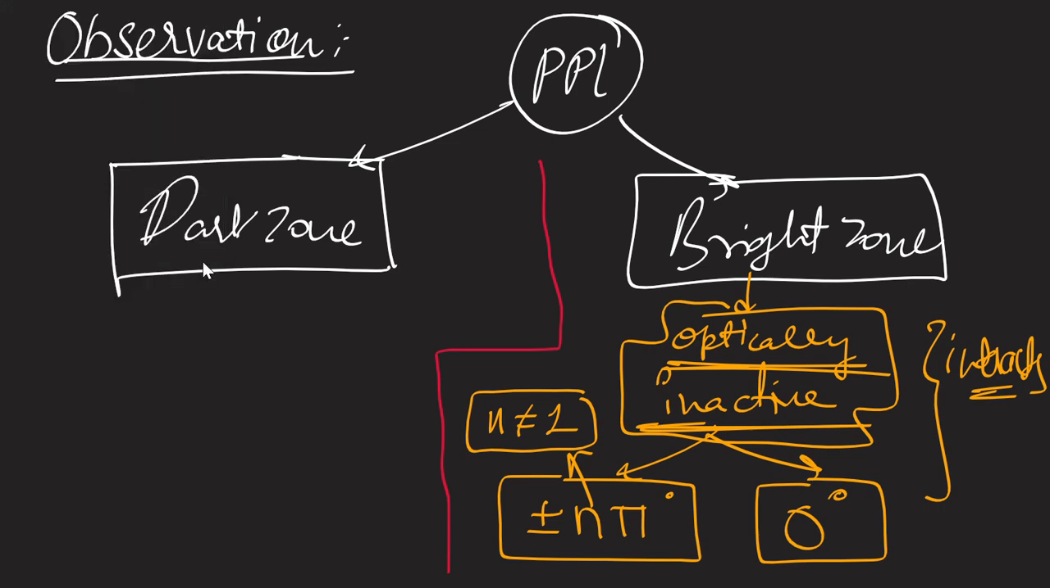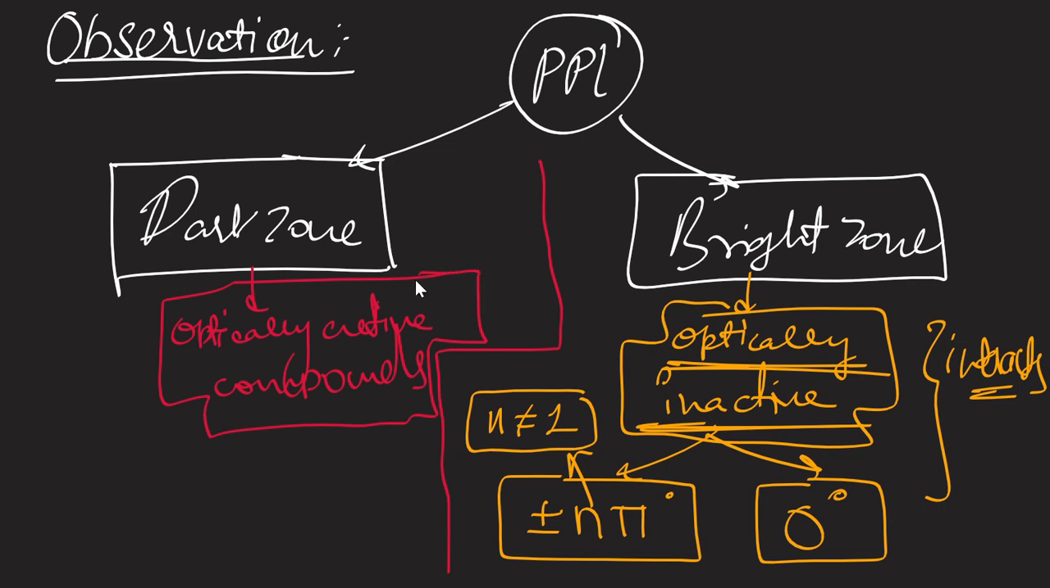Further you will also learn how to calculate different types of angles, the specific angle of rotation, etc. First, you have to understand the basic fundamentals. Now dark zone, or optically active compounds. Okay, these are optically active compounds.